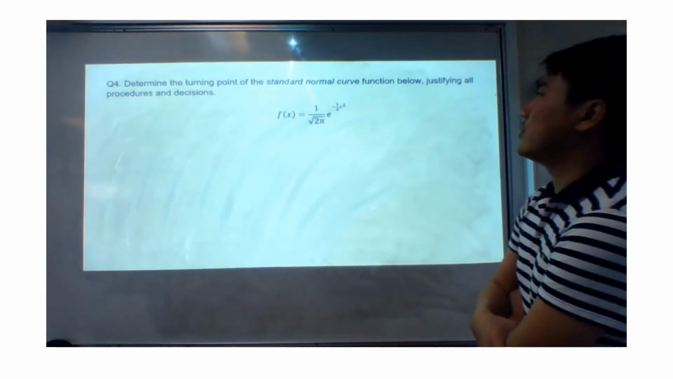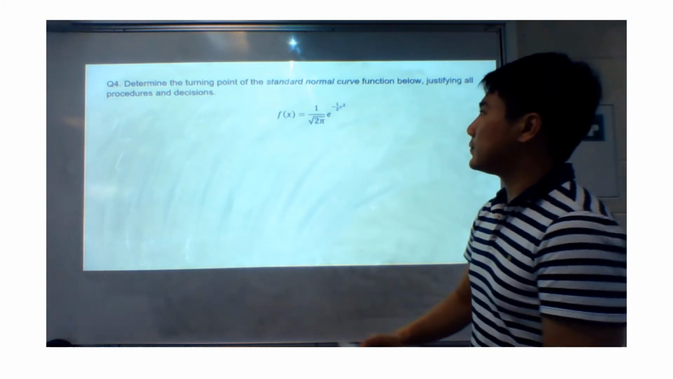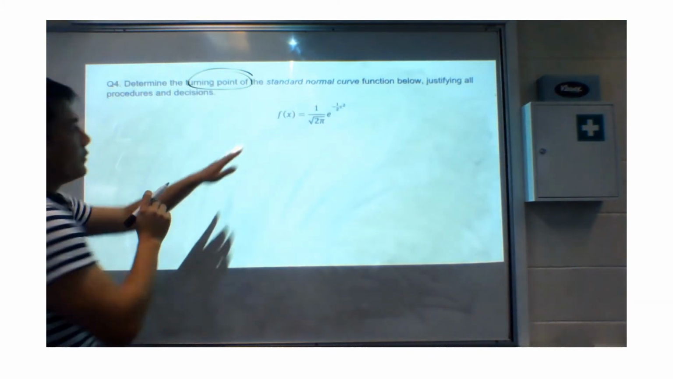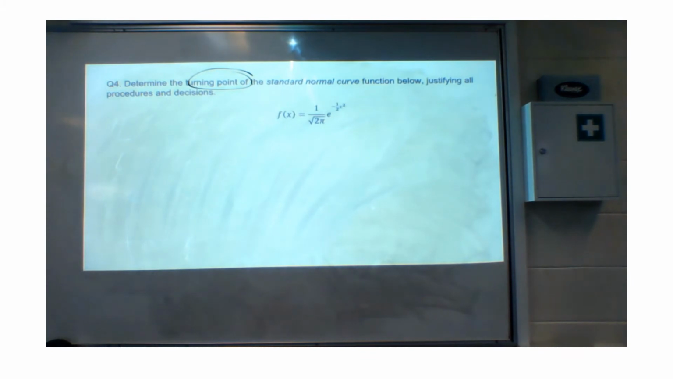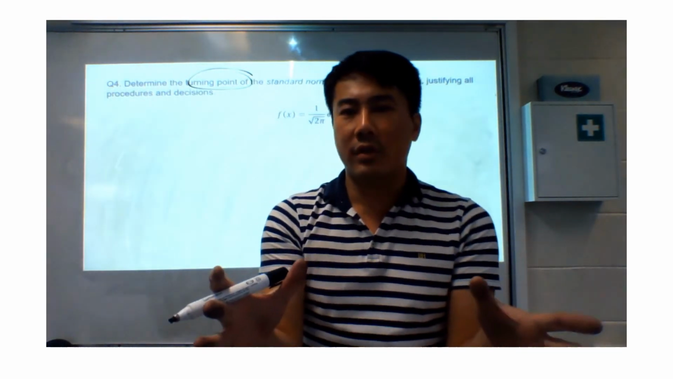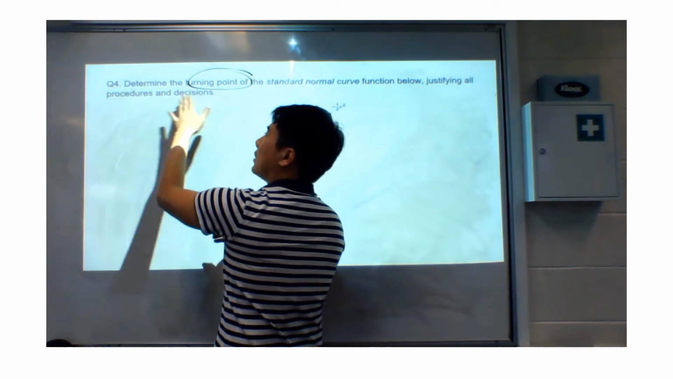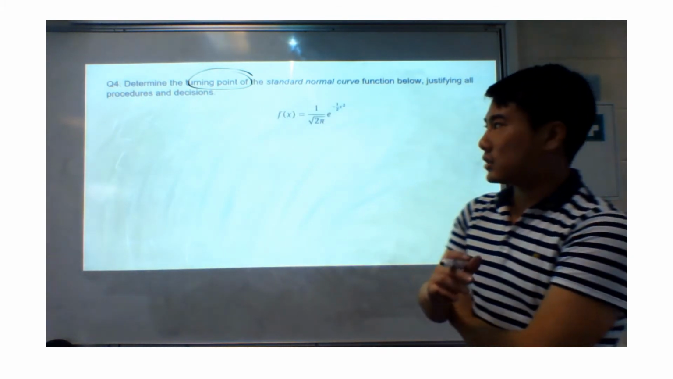Let's look at question 4. I want you to find the turning point of this function below, justifying your procedures and decisions. Meaning, in this question, you need to clearly explain what you're thinking. You need to clearly explain to me the steps that you have taken and why you have chosen certain things.